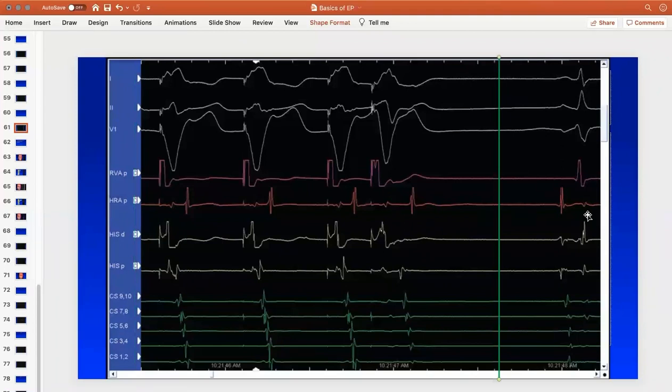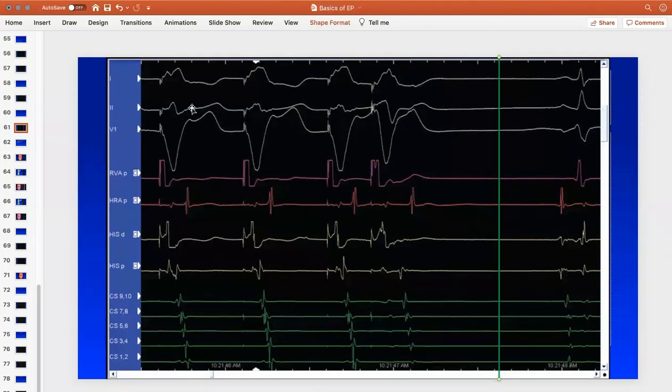This is a surface ECG. It's a pacing rhythm basically. Pacing in the RV, which is the RV pacing. It's the first activity in the His.